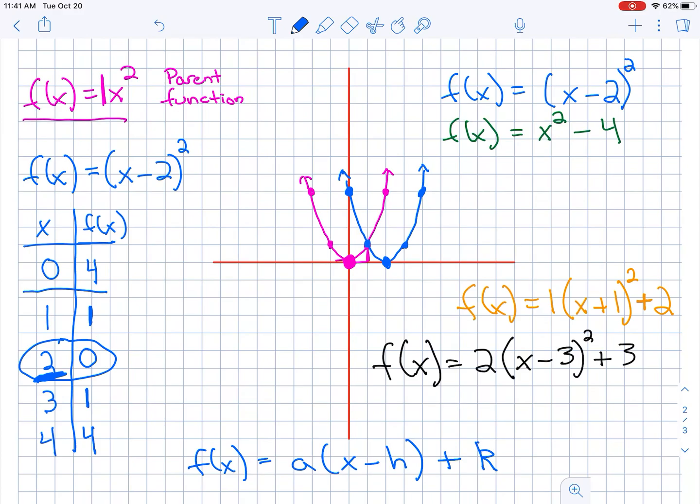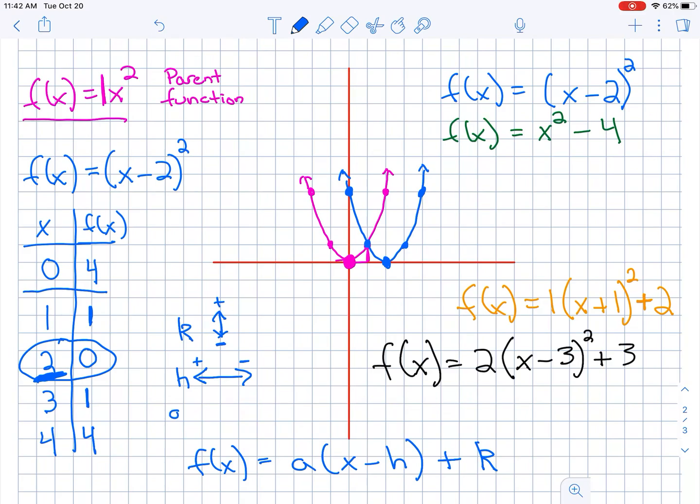So remember, the easiest is k, okay? And k will move it up or down. Plus, it'll move it up. Minus will move it down. H is the one that moves it left or right, okay? And it's the one that's the opposite, okay? If it's x minus 2, it's right 2, okay? If it's x plus 2, it's left 2. So it's the opposite. If it's minus, it's here, plus, it's here.